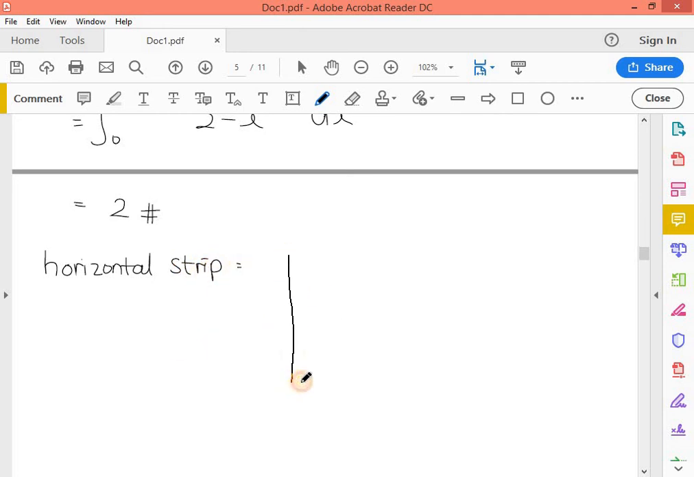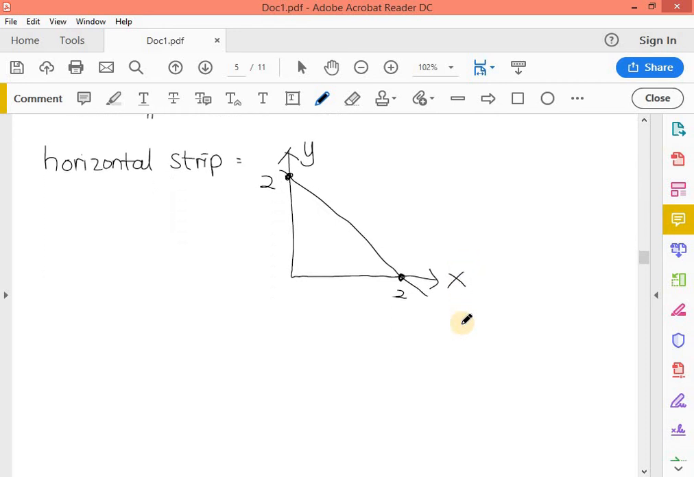So for this horizontal strip, again I draw my region. So this is 2 and this is 2. Can you guess what I should do for this horizontal strip? Yes, you draw a horizontal strip this round. Okay, a horizontal strip like this.